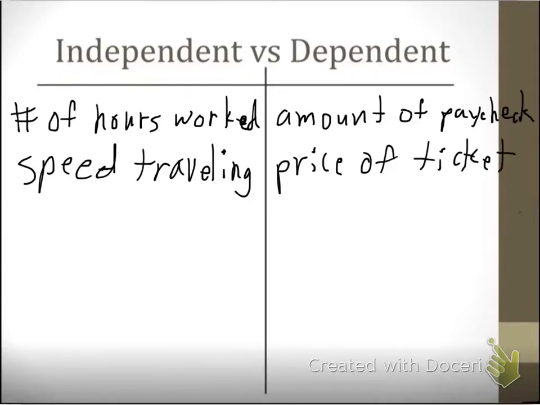So the amount of money I owe, the price of my ticket, depends on how fast I was going past the speed limit, right? If I'm going 10 miles per hour faster than the speed limit, my ticket's going to be less money than if I'm going 50 miles over the speed limit, right? So the price of the ticket depends on the speed I was traveling. Questions on that one?